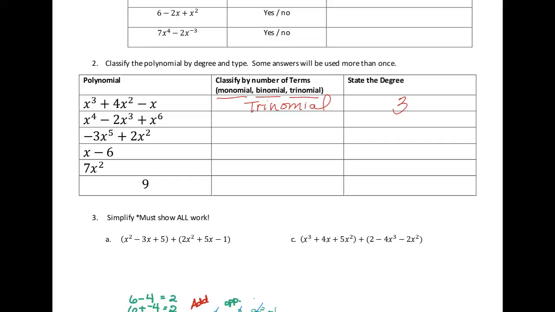The second one, x to the fourth minus 2x to the third plus x to the sixth. Lorenzo, what is that? Trinomial, binomial, or monomial? Thank you, Lorenzo. Who said that? Zion? Was that you? It is a trinomial. How is it a trinomial? How do you know?